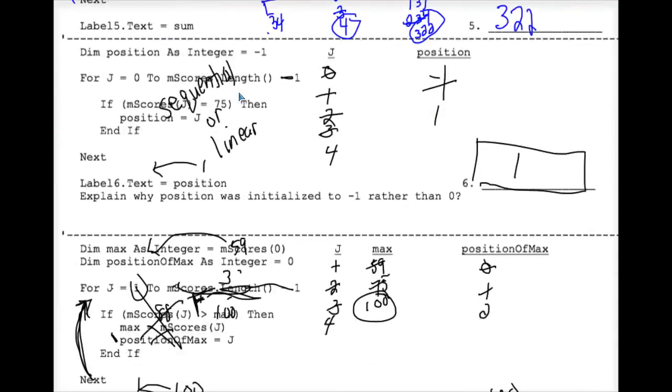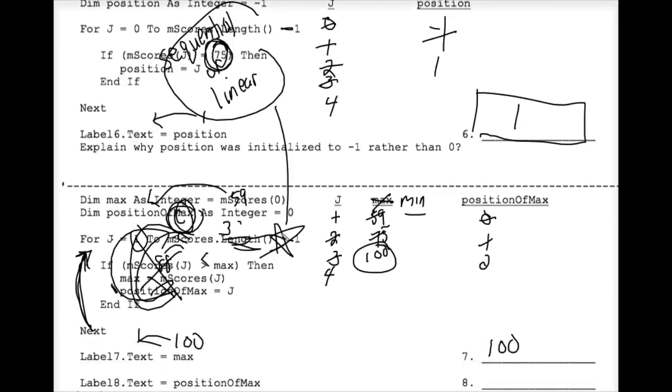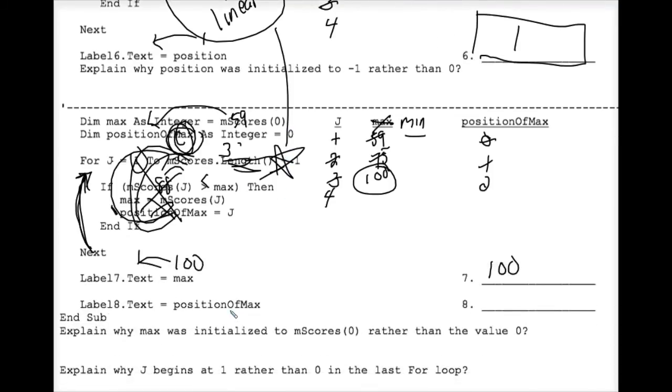This code right here that we just traced is also called a sequential search, but instead of finding the number 75, we're finding the max, the biggest number. You can't see it right now, but by changing this greater than to a less than symbol, you could probably find the smallest number in this array. Okay, finishing up. Position of max was 2, so the answer is 2 there.